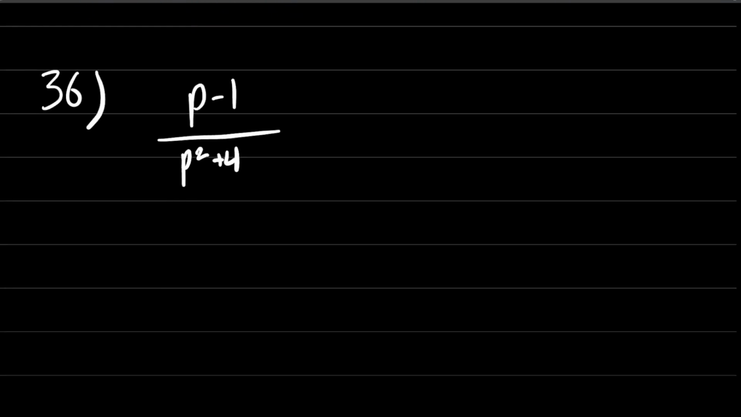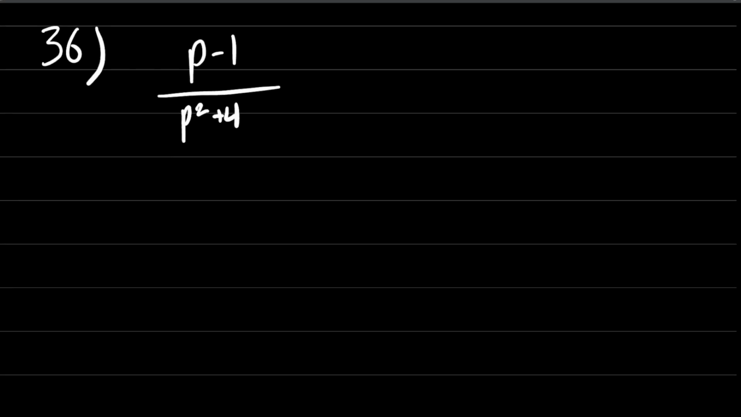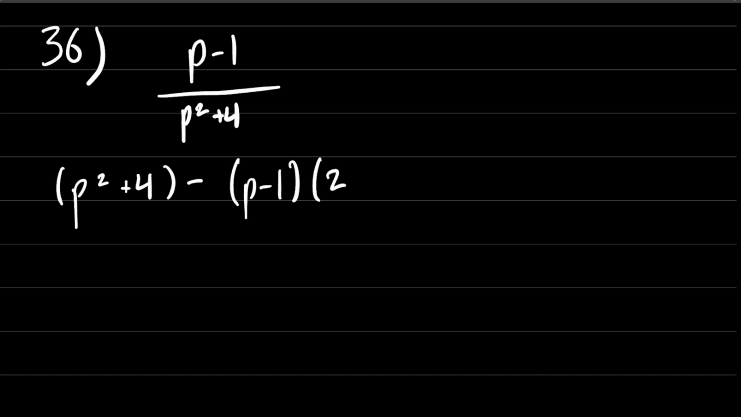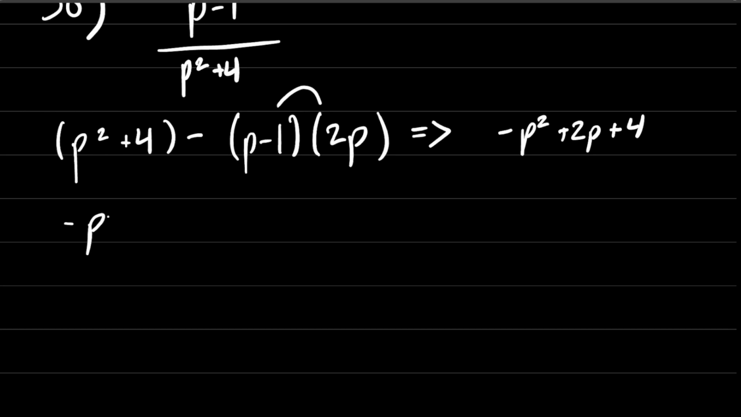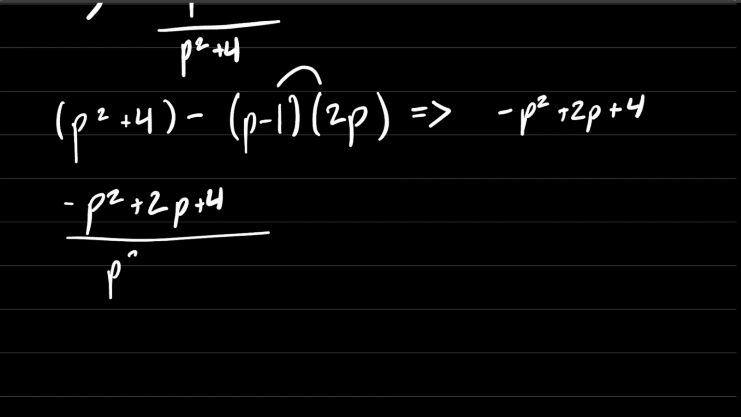Derivative of the top, which is just 1, times the bottom, which is p squared plus 4, minus the top times the derivative of the bottom. And then let's just go ahead and simplify this real quick. We are given negative p squared plus 2p plus 4 when we multiply everything out here and add everything together. And that negative p squared plus 2p plus 4 is going to be divided by p squared plus 4 squared.